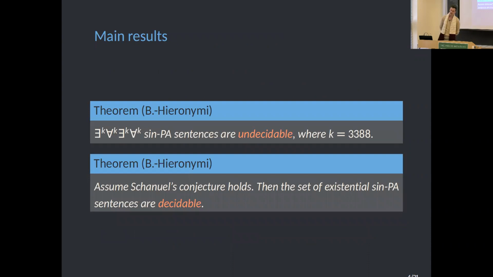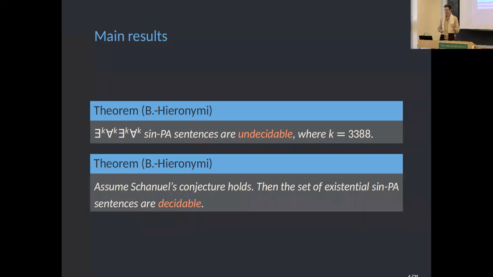The main results that I've gotten with my advisor, Phil Hieronymi, so far are these two bounds on what we could call a decidability threshold for this fragment, where in terms of quantifier complexity, we switch over from some decidable fragment into undecidability. As an upper bound to this boundary, or an undecidability result, we have that sine PA sentences with just 4 alternating quantifier blocks are undecidable. And in fact, we have an explicit bound on that.